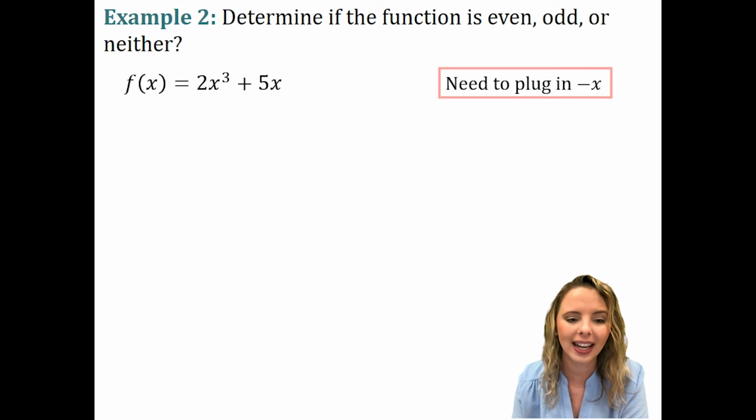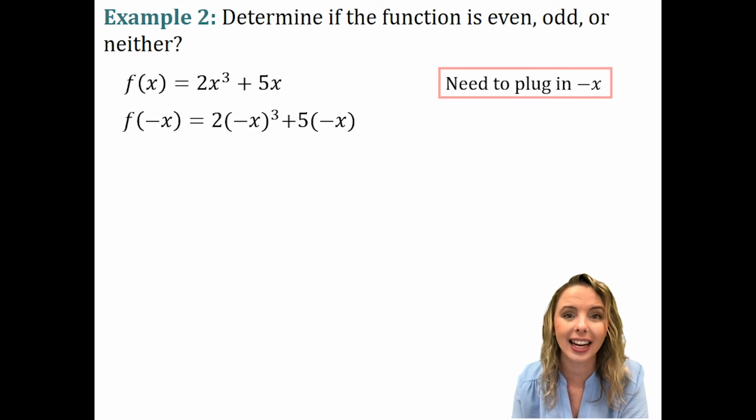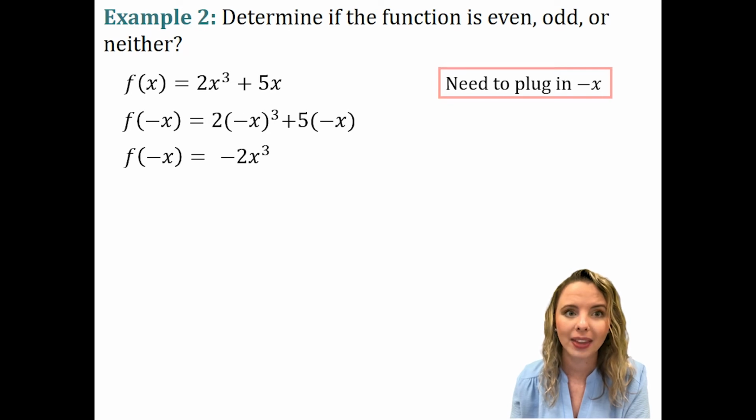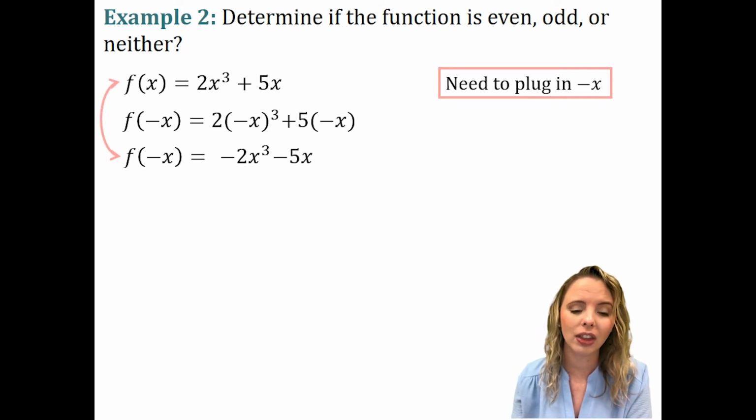So we're going to plug in a negative x. Negative x to the 3rd power. Anytime that we're raising a negative number to the 3rd power, it's going to keep its sign. So if we're raising a negative number to the 3rd power, it's going to stay negative. So we have negative 2x cubed. And negative x to the 1st power, that's an odd power, so it's going to stay negative, so we have negative 5x.